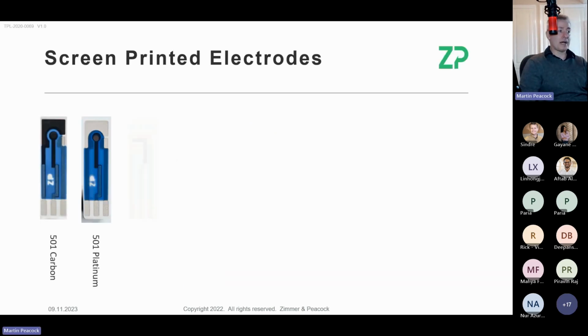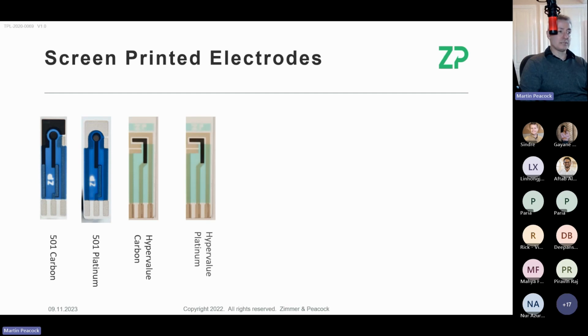So at ZP, we're biased. We have a whole series of screen printed electrodes, but we've really worked over the years on making sure that these screen printed electrodes are going to give us accurate assays, and I'll touch upon that a little bit.